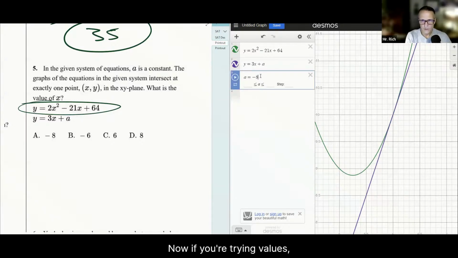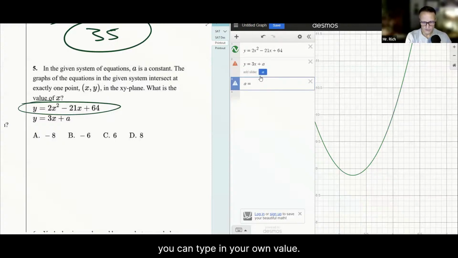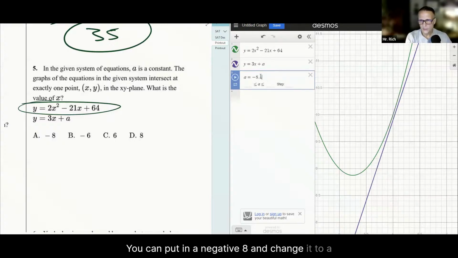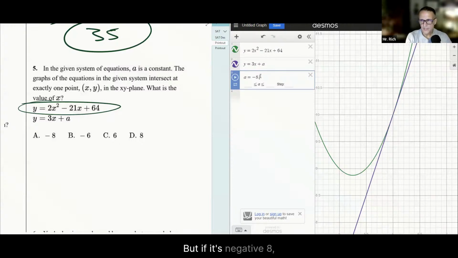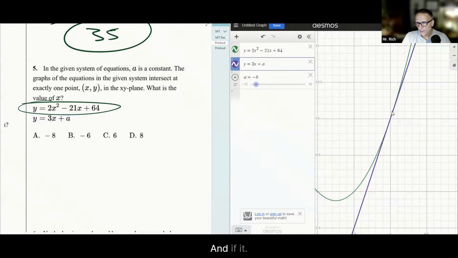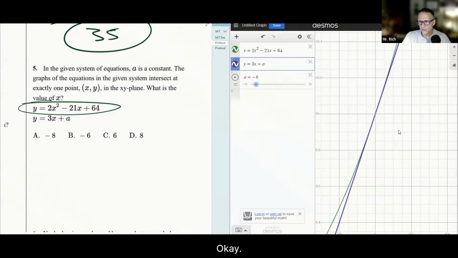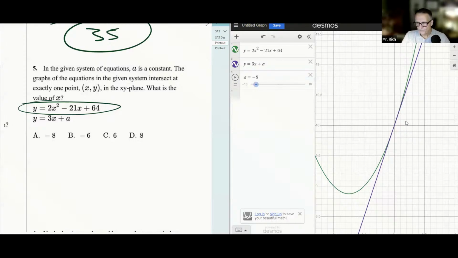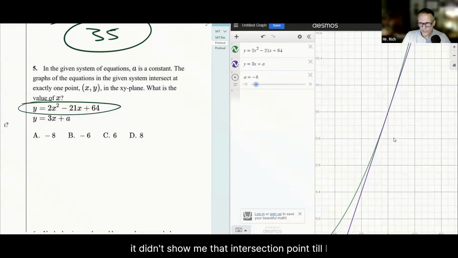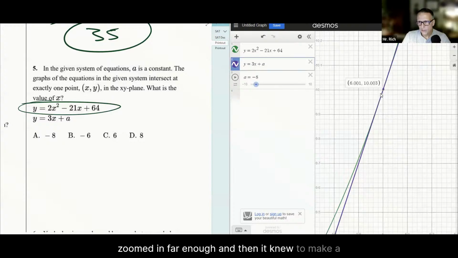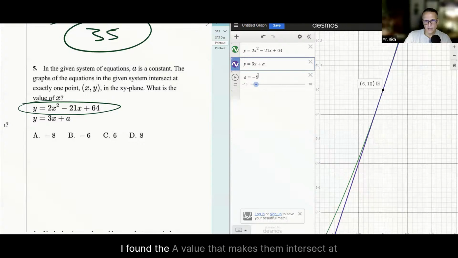Now, if you're trying values, you can type in your own value. You can put in a -8 and change it to a 0.1. You can see it bounced off right there. It's now no longer connected. But if it's -8, it looks like it intersects at 1 point. And let's see if it shows me where that point is. Okay, notice what happened here, students. It didn't show me that intersection point till I zoomed in far enough, and then it knew to make a gray dot right there. So I now have hit it. I found the a value that makes them intersect at 1 point.